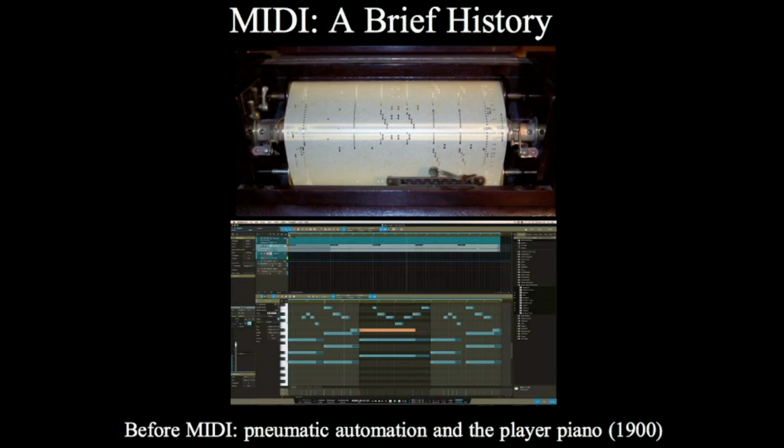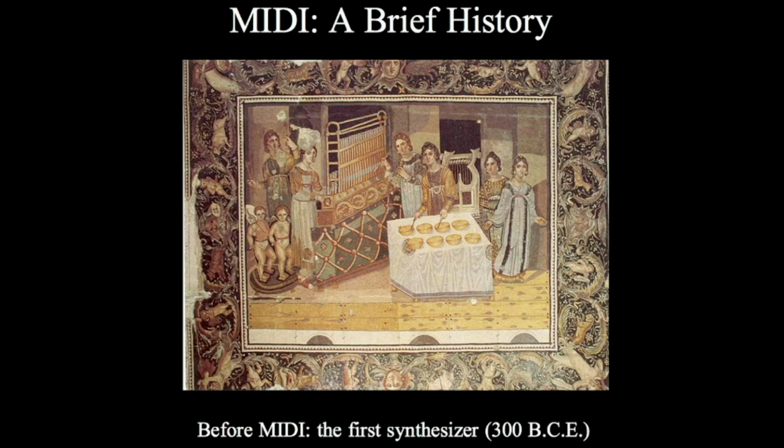Now, we've really been talking about electronic synthesizers and, as I mentioned, pneumatic synthesizers. But there are earlier examples of synthesizers. What we see here is a mosaic, a 4th century mosaic. So this is like 300 current era, or AD.